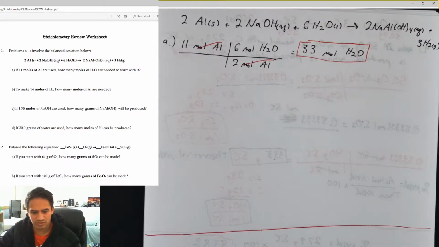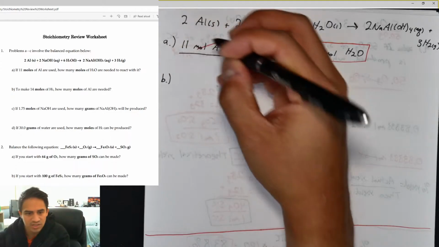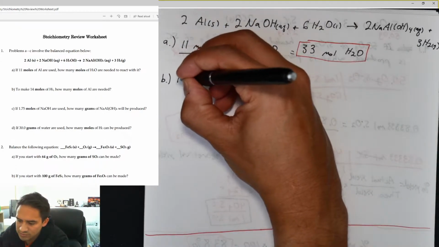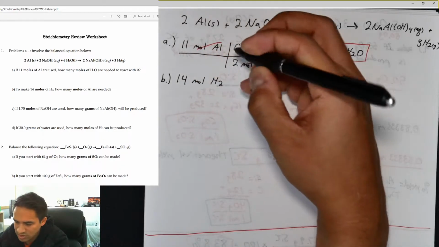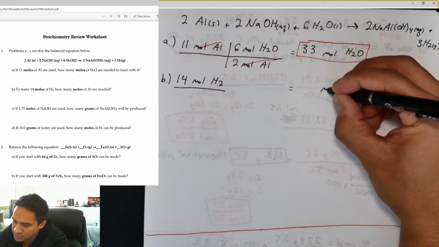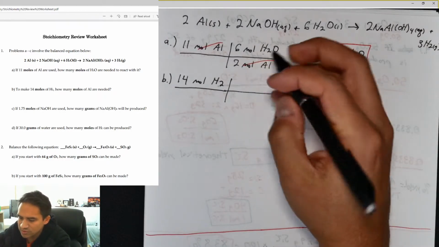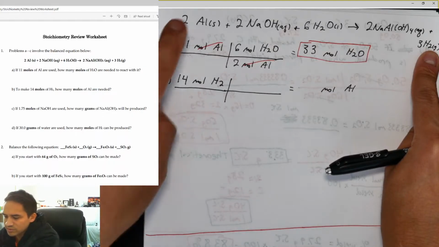Let's look at problem B. To make 14 moles of H2, how many moles of aluminum are needed? So they want us to determine how many moles of aluminum from 14 moles of H2. Similar to the first problem, but now we're going from moles of H2 to moles of aluminum.